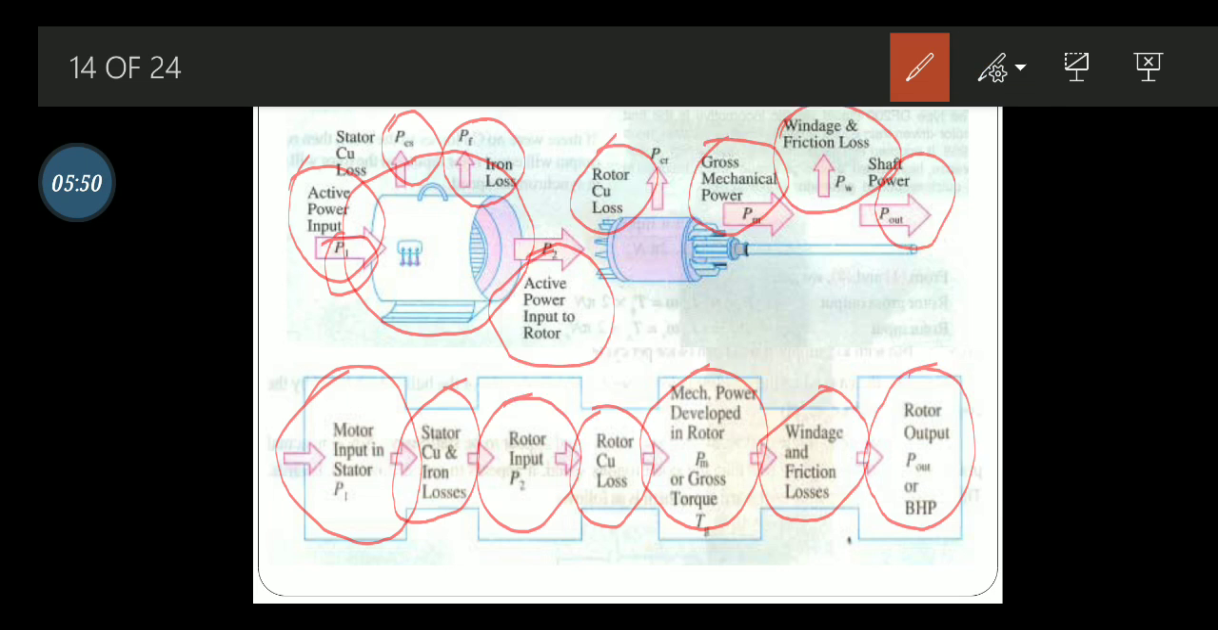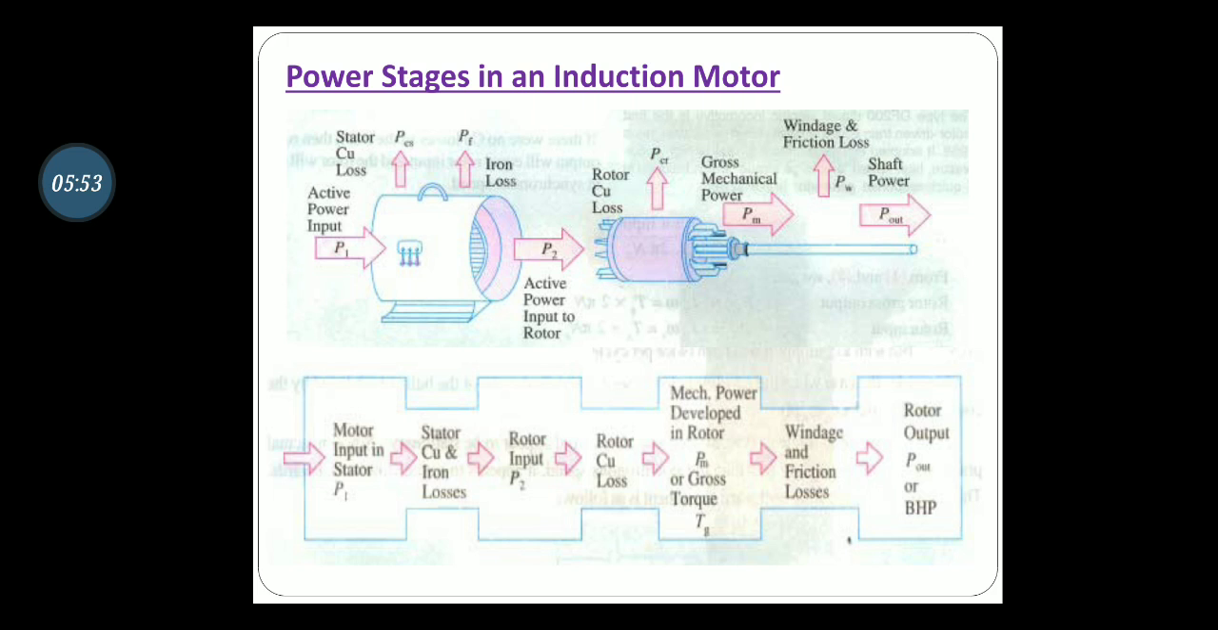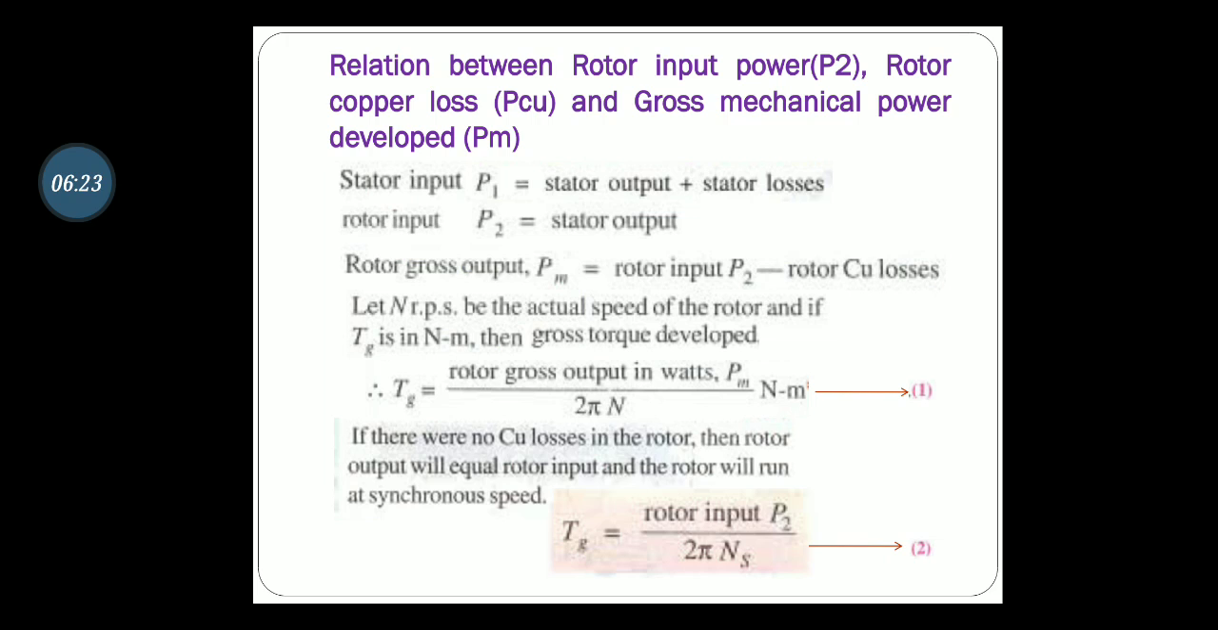Just to go through with this flow, so we'll understand what the power stages in an induction motor are. So the power stages in an induction motor represent the various types of inputs and the outputs of the various parts of the motor, and even the losses can also be represented here, the variable losses, constant losses, and mechanical losses at different parts of the induction motor. Now let me study the relation between rotor input power, rotor copper loss, and gross mechanical power developed.